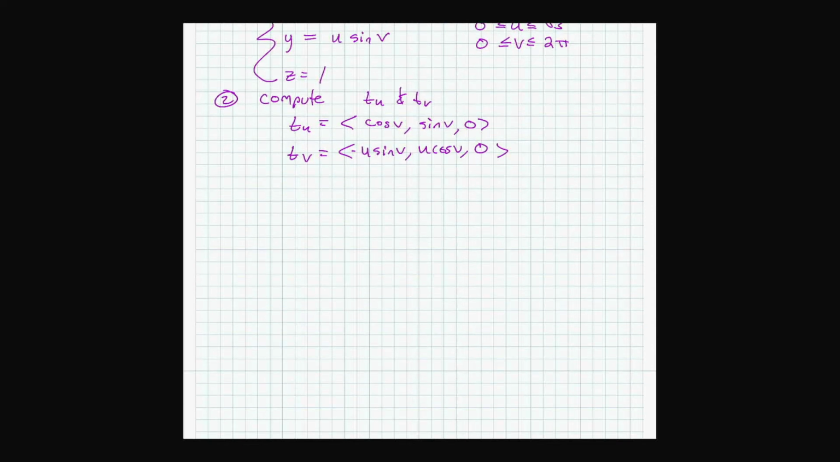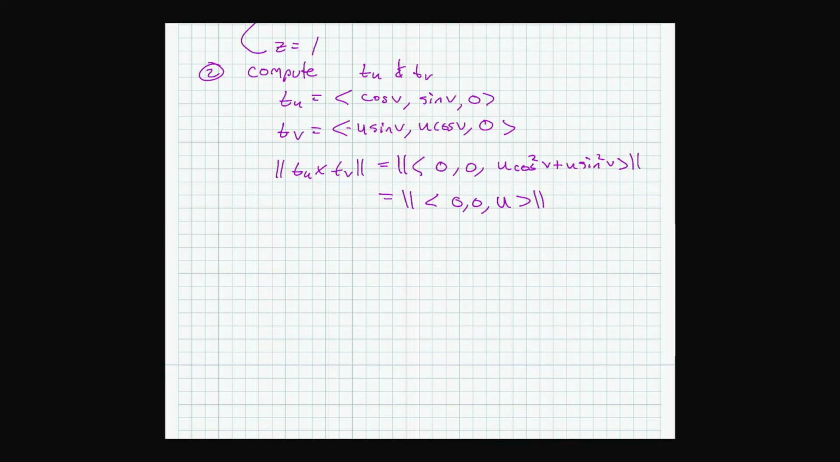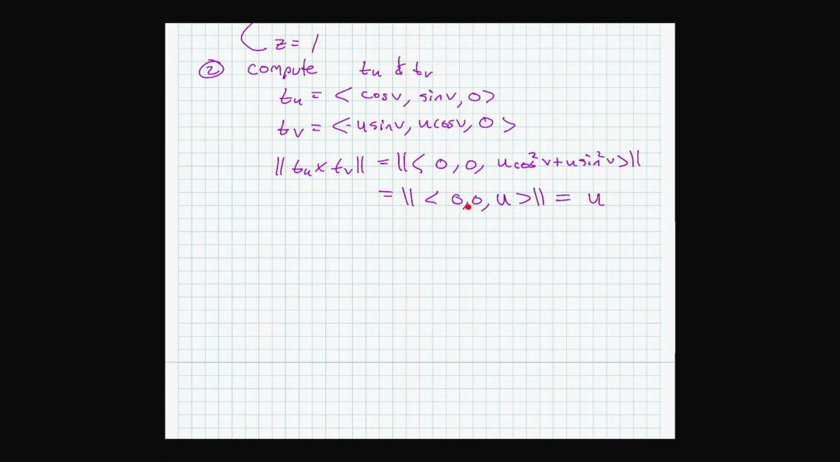Then we need, of course, to compute the magnitude of the cross product. So TU cross TV, which, again, I'm not going to do because I'm lazy, but I'm just going to tell you what it is. If you do that cross product, you're going to end up with 0, 0, u cosine squared v plus u sine squared v, and we need the magnitude of that. But u cosine squared v plus u sine squared v is just going to be u due to that identity we've used many times. And then the magnitude of the vector 0, 0, u is just going to be u, since there's only one component, right? I mean, it's just u.